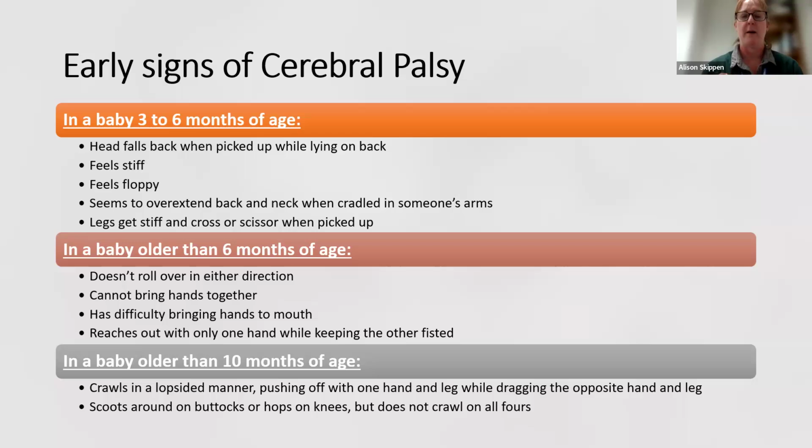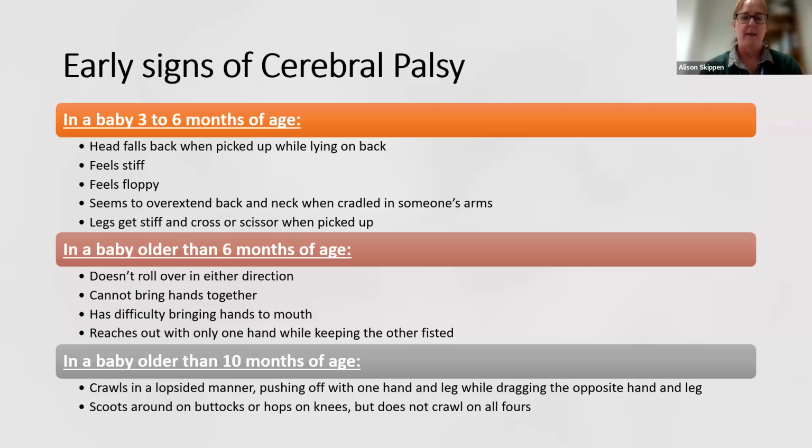So they might have hand preference. Usually a child will only develop hand preference at around 18 months to 2 years. So if we get hand preference around 6 to 12 months, then we're thinking there might be some underlying cause for that, such as maybe a stroke in the perinatal period.